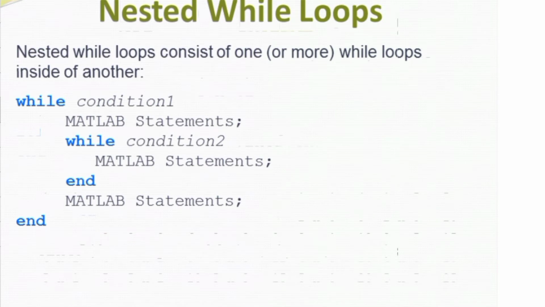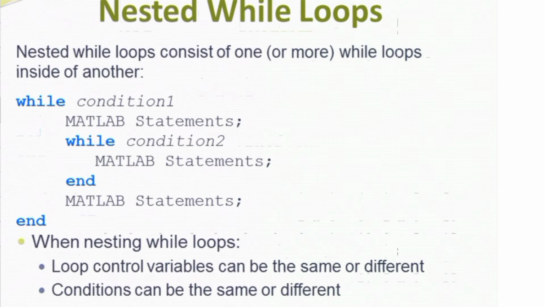So just like we had nested for loops, you could also have nested while loops. It would look like pretty much the same structure, right? Except now instead of for loops, we have while loops, and instead of counters, we have conditional statements. So we have while condition 1, then we can have some Matlab statements inside there. We also have then a second while loop inside of our outer while loop, which has its own separate condition.